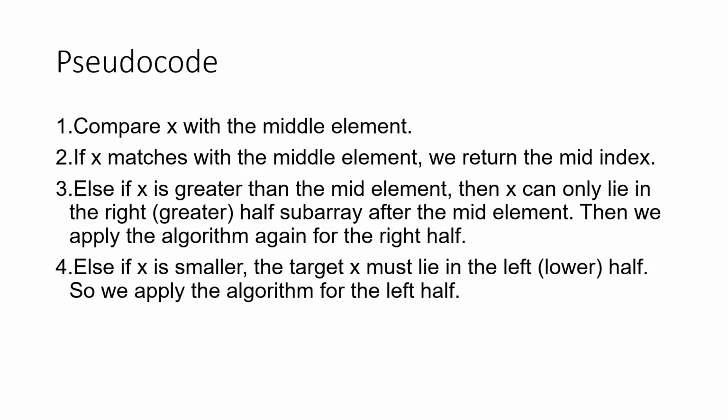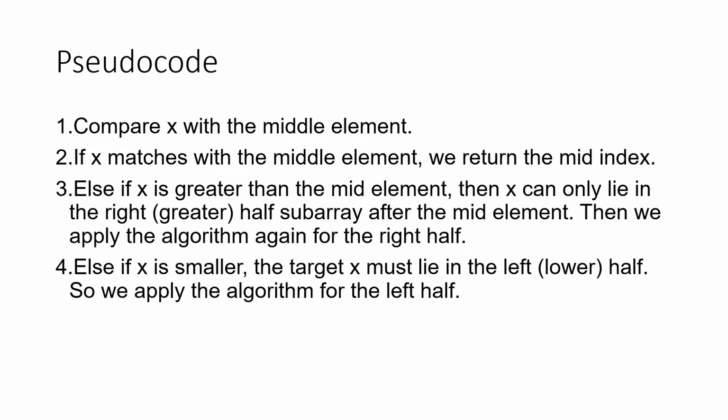So the way binary search is going to work is that we first compare the number we're searching for with the middle element of the list. If this is a match for what we're searching for, just return the index or return true, however you want to process that you found the right element.